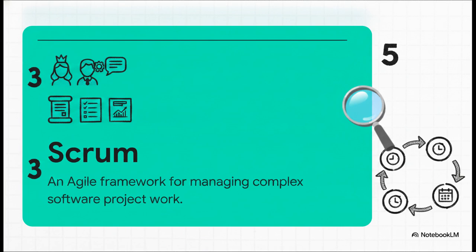By definition, Scrum is an agile framework for managing complex software project work empirically. And look, the foundation of literally everything we're going to talk about today is the 3-3-5 model. Whenever you think of Scrum from now on, I want you to remember this anchor. It consists of 3 roles, 3 artifacts, and 5 events. Honestly, if you master these, you master the entire framework.